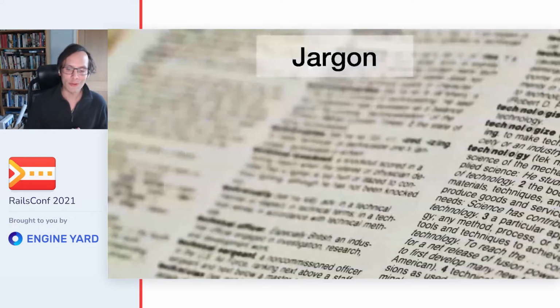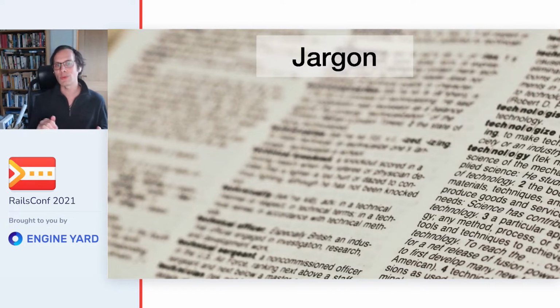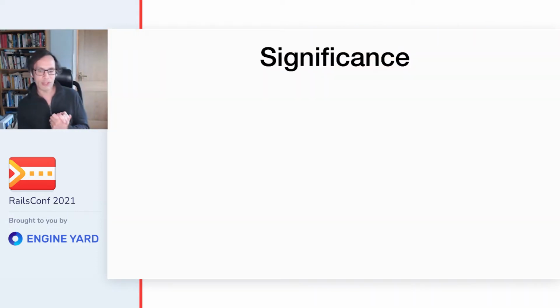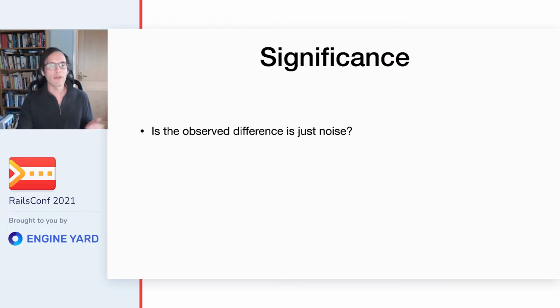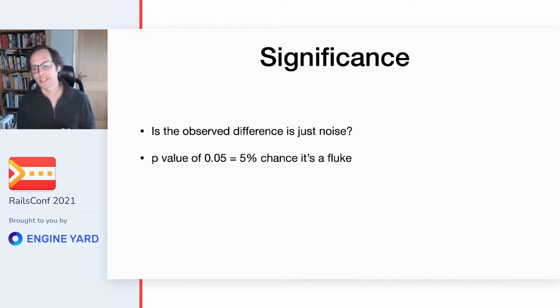I'm going to need to go through some jargon. So hopefully this will only take a few minutes. And the three terms I want to go over are significance, test power, and sample size. So significance is answering the question, is the observed difference just a fluke? So this is where you'll hear people talk about p-values. And when someone says we got this result and the p-value was 0.05, that means there's a 5% chance it's a fluke. But sometimes people talk about this the other way around.